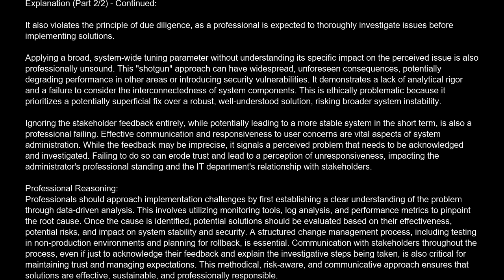Professional reasoning. Professionals should approach implementation challenges by first establishing a clear understanding of the problem through data-driven analysis. This involves utilizing monitoring tools, log analysis, and performance metrics to pinpoint the root cause. Once the cause is identified, potential solutions should be evaluated based on their effectiveness, potential risks, and impact on system stability and security. A structured change management process, including testing in non-production environments and planning for rollback, is essential.